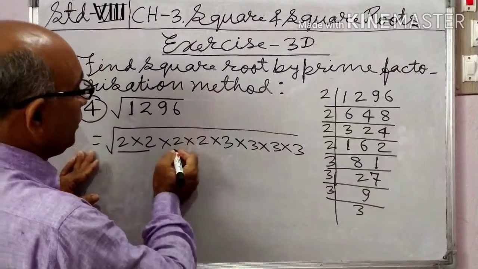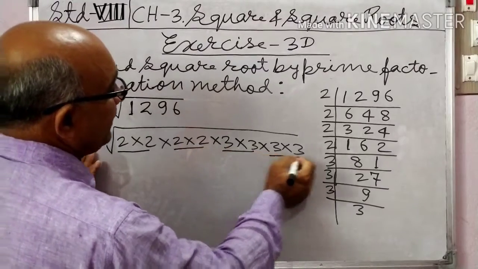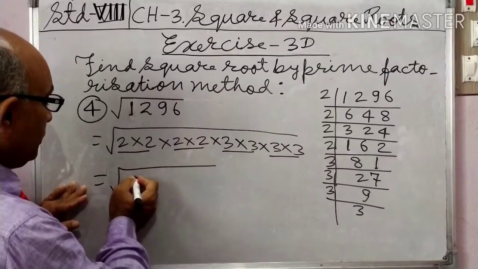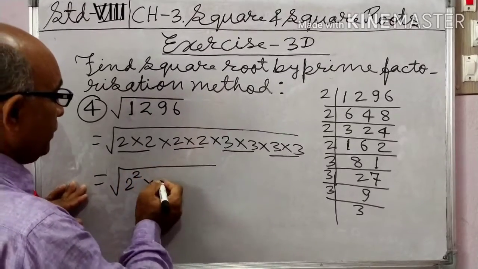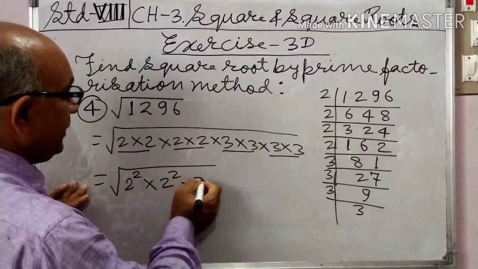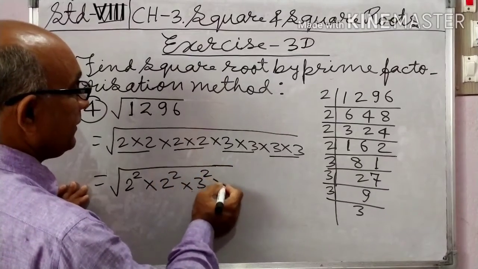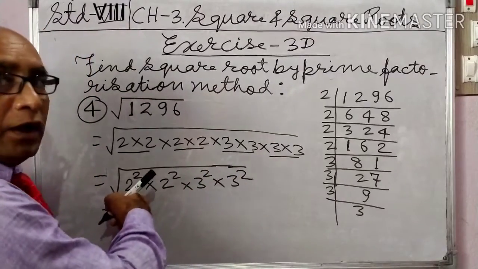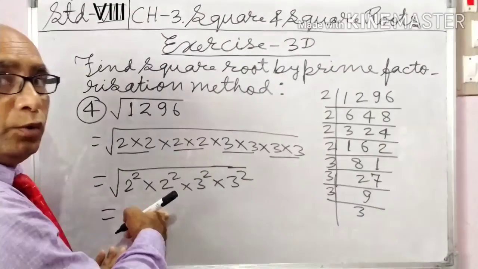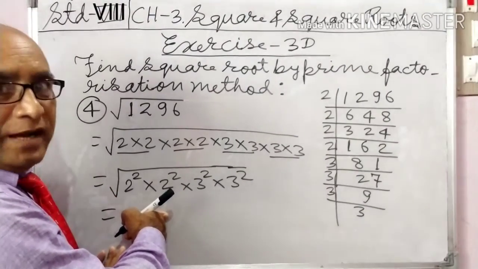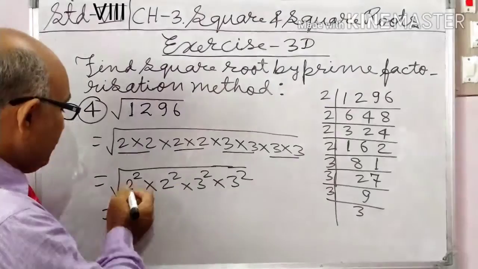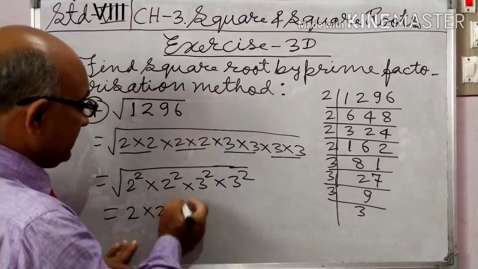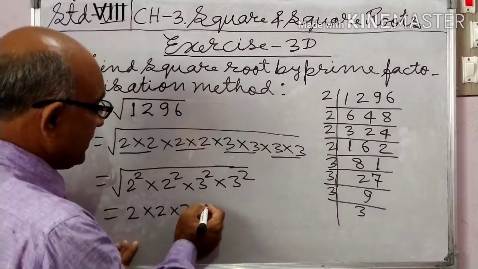Make a pair: 2 into 2, 2 into 2, 3 into 3, 3 into 3. In the next step, 2 into 2, 2 squared, 2 into 2, 2 squared, 3 into 3, 3 squared, and 3 into 3, 3 squared, equal to the square root of 2 squared, equal to 2. We know that the square root of x squared equals x. So the square root of 2 squared is 2, the square root of 2 squared is 2, the square root of 3 squared is 3, the square root of 3 squared is 3.